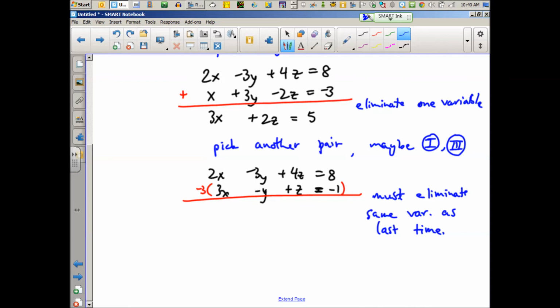All right, so I'm going to multiply the second equation by -3. That way this will work out well for me. I have 2x minus 9x. The y's are actually gone. And I have 4z minus z. And don't forget to do the right side. You're really doing 8 plus 3 here.